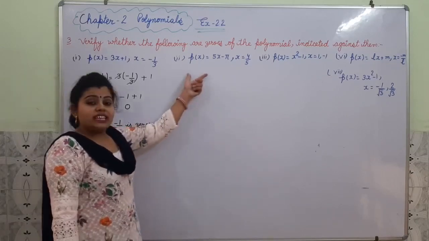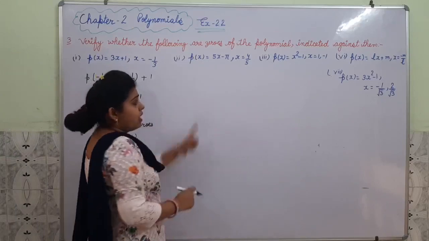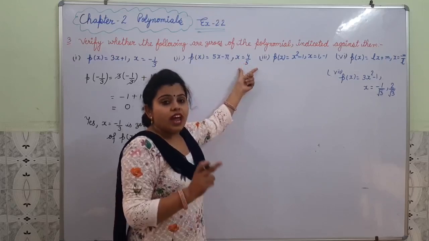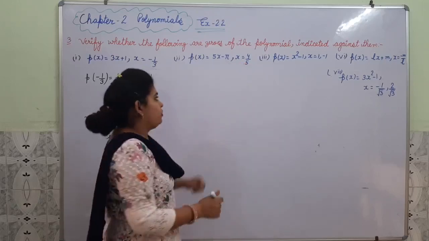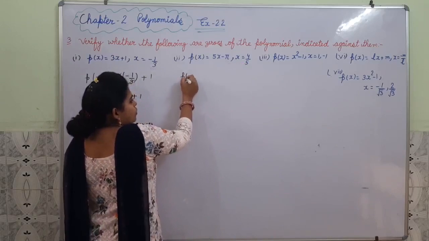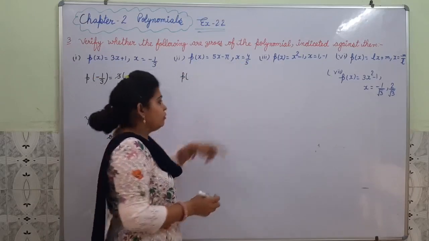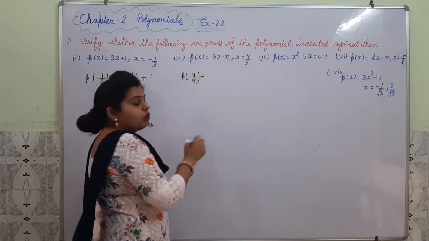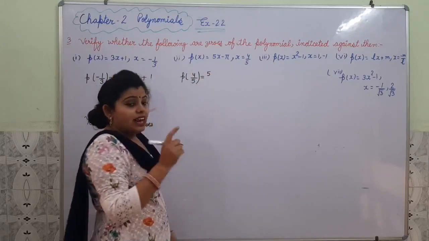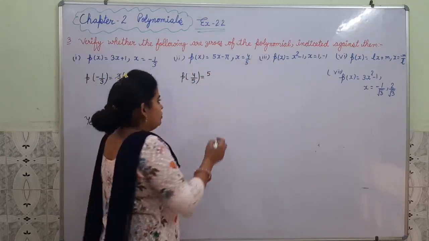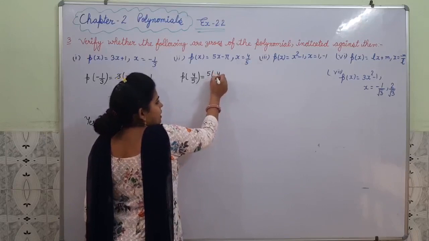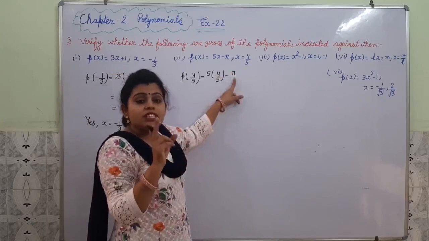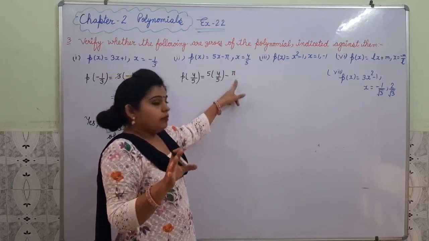Now come to its next part. What is given in the next part? P of x is equal to 5x minus 5, and we have to check for x is equal to 4 by 5. Now P of 4 by 5, we will replace x by 4 by 5. P of 4 by 5 will be equal to 5 into x, and x is 4 by 5, means 5 into 4 by 5 minus 5. Dear students, we will not replace the 5 here. It will remain as it is.